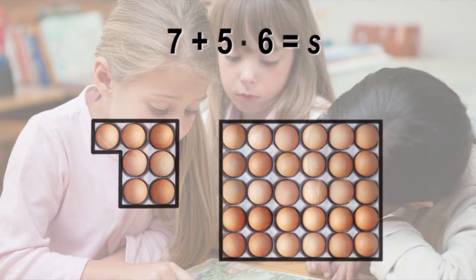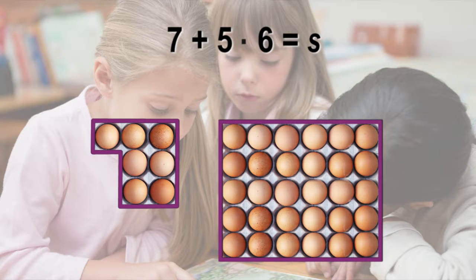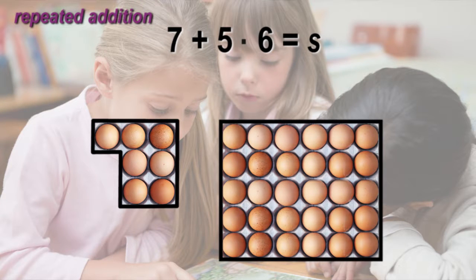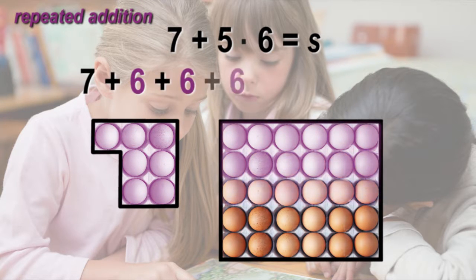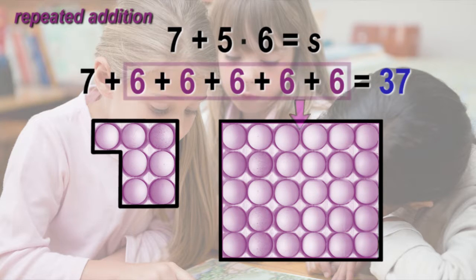Let's think of this problem in terms of eggs in order to put the expression into context. There are 7 eggs plus 5 rows of 6 eggs. How many eggs are there? There are 2 ways to solve this particular problem. The first way is by using repeated addition. 7 plus 6 plus 6 plus 6 plus 6 plus 6 equals 37. 6 eggs in each row were added 5 times and then added to the extra 7 eggs.